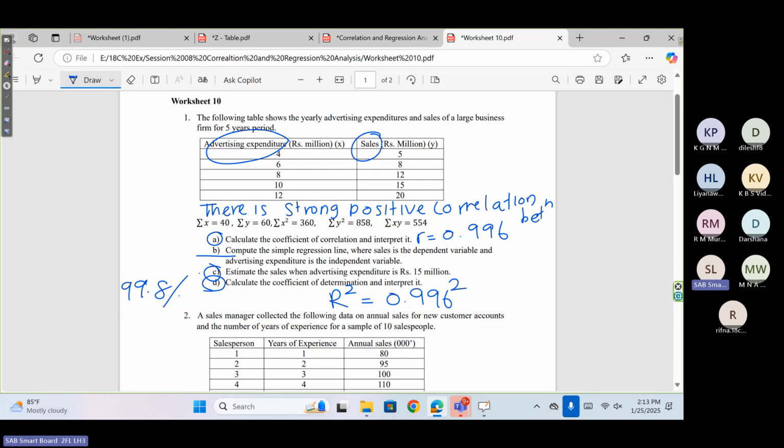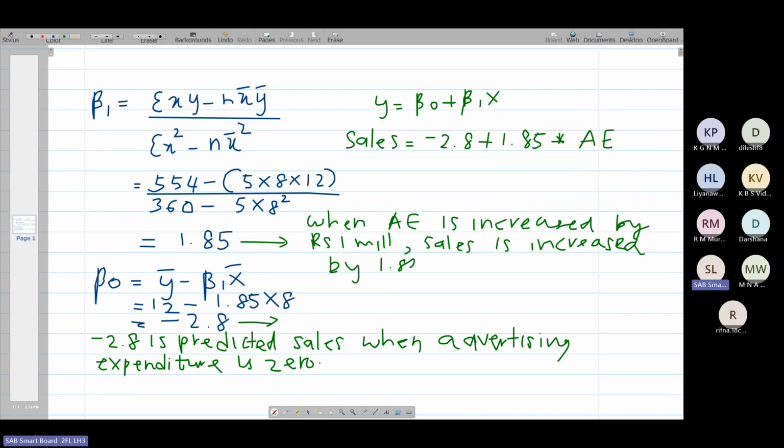Then try the answer for part C. Here it asks to estimate the sales when the advertising expenditure is 15. How will you find the sales? Advertising expenditure එක million 15ක් වෙද්දි sales revenue එක කීයද කියලා. How do we get it? Using what? Yeah, the regression model. Okay, then using the regression model. ඔයාලගේ regression model එක use කරන්න. This is your regression model.